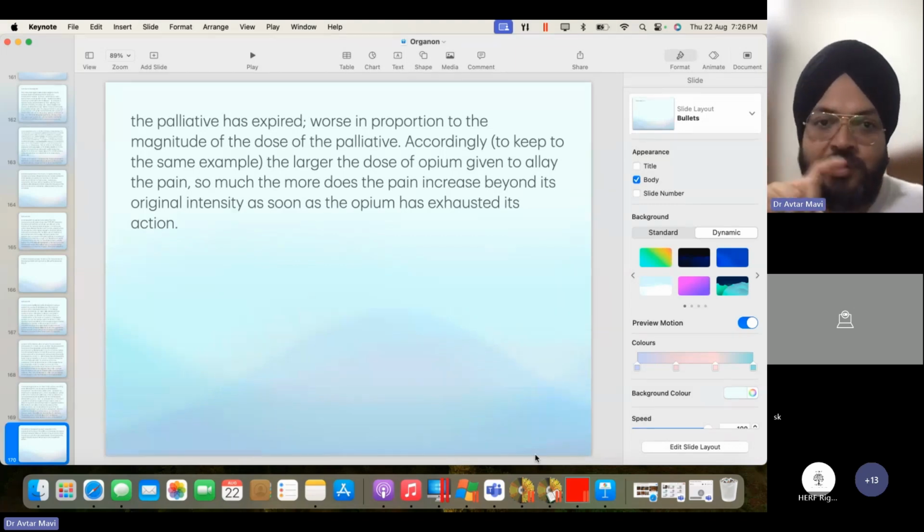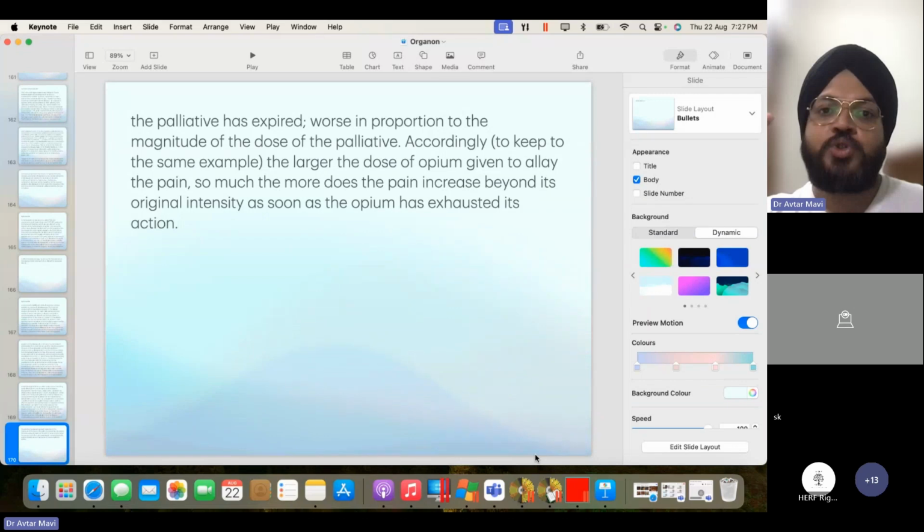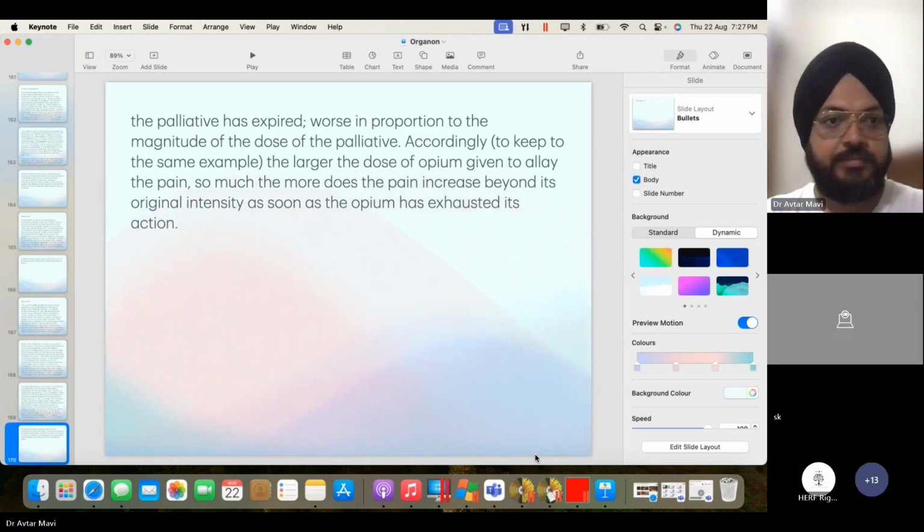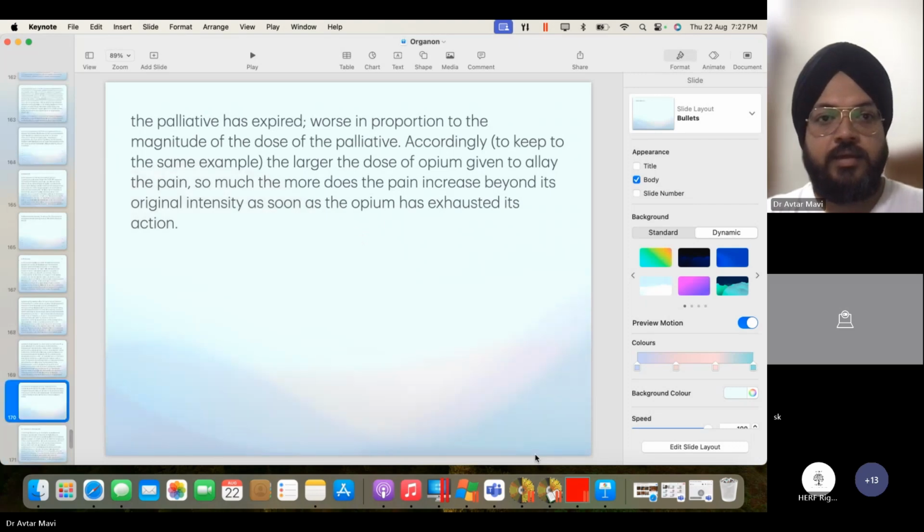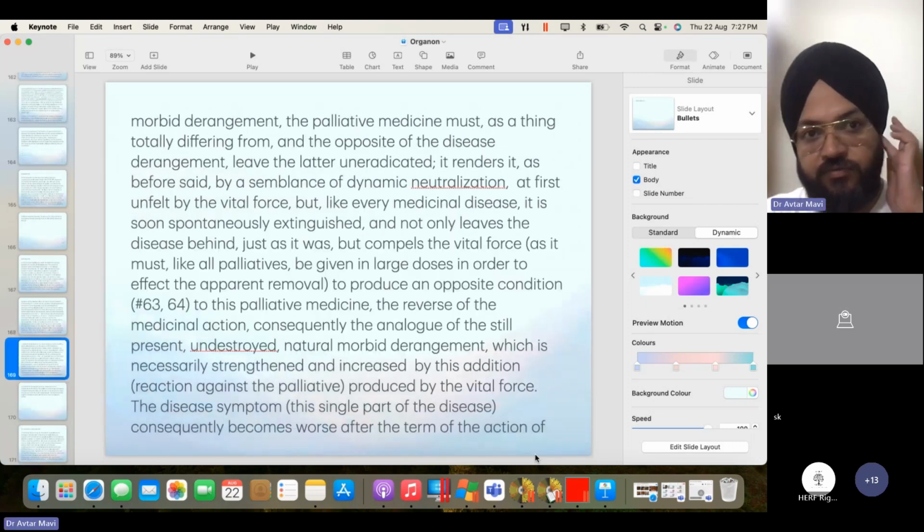The second episode will be stronger. We will give more opium. The third will be stronger. We'll give more opium. The fourth will be stronger. So the episodes will keep becoming worse and worse.